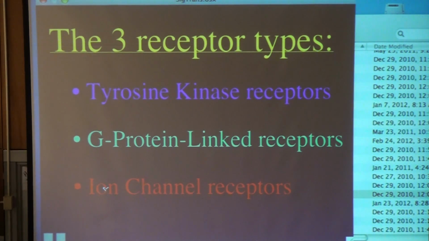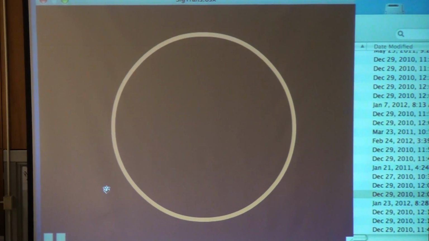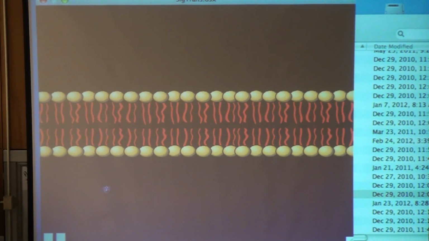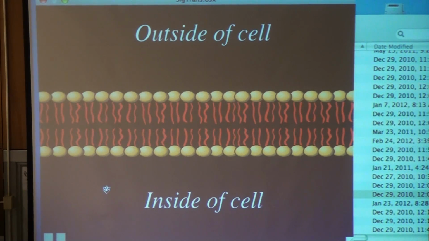We covered this one last time. Let's look at that, the TK receptors. And this will be our diagram. Here's a cell, there's the cell membrane. The top will be the outside of the cell, and the bottom will be the inside of the cell.